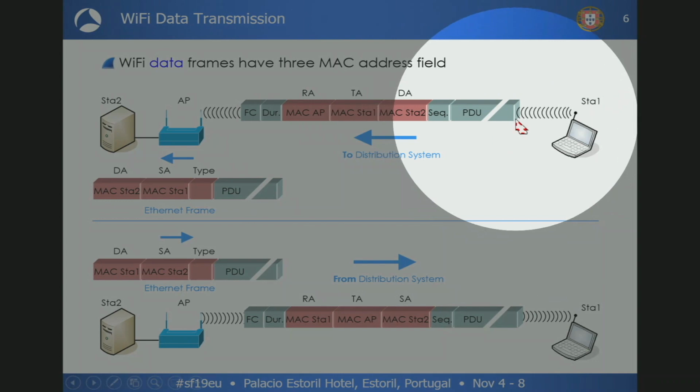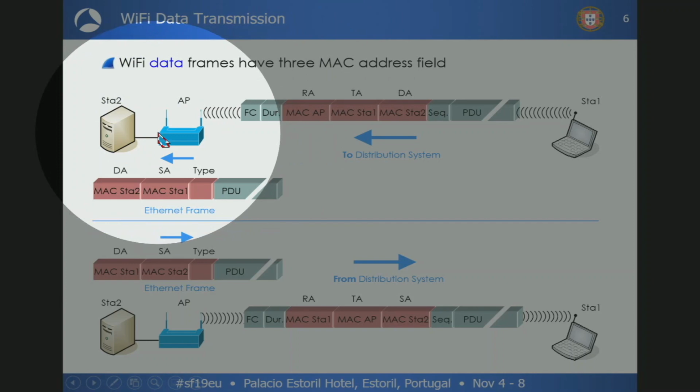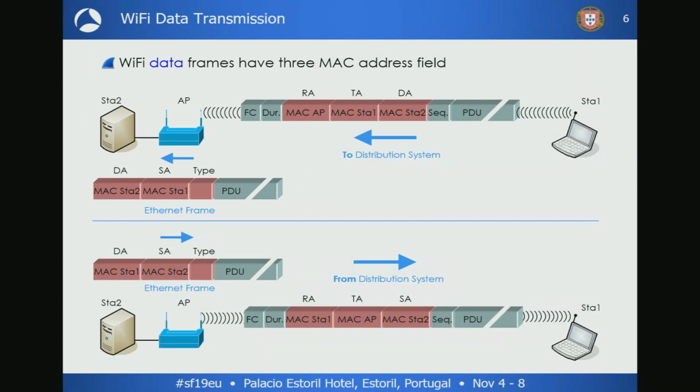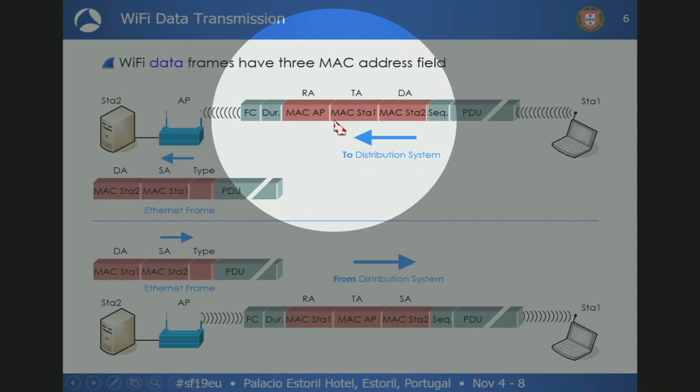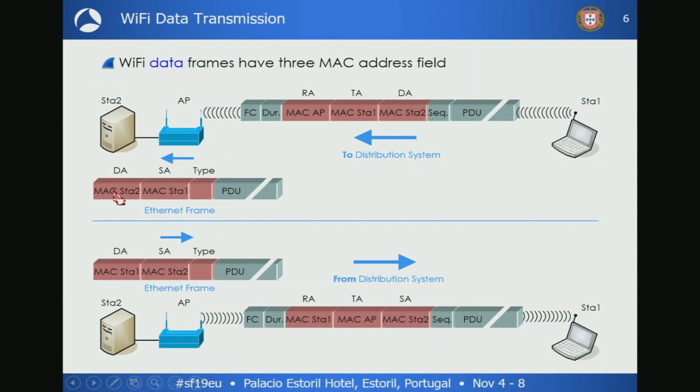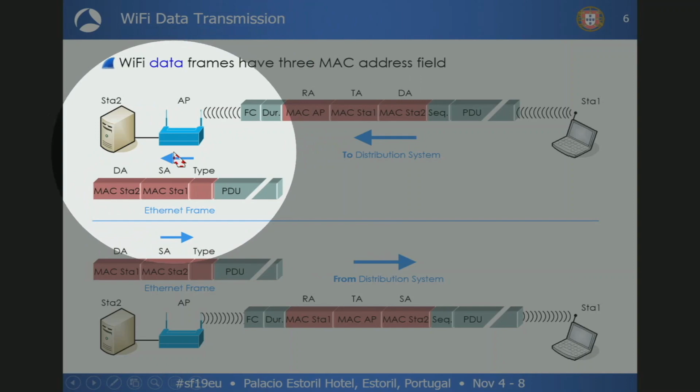I told you already, the frame sent out by this station may be received by multiple access points. So you have to tell exactly for which access point this frame is designed. So the first MAC address in this frame is the MAC address of the access point. Let's assume it's a Cisco, most popular one, just as a brand. Okay, the access point receives this frame and removes the MAC address. It converts the frame into a standard Ethernet frame. Because on Ethernet we only have two MAC addresses, right? So it removes the MAC address of the Cisco.